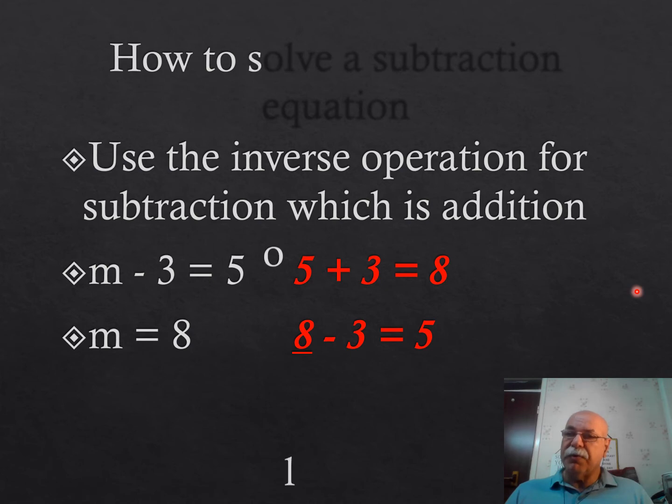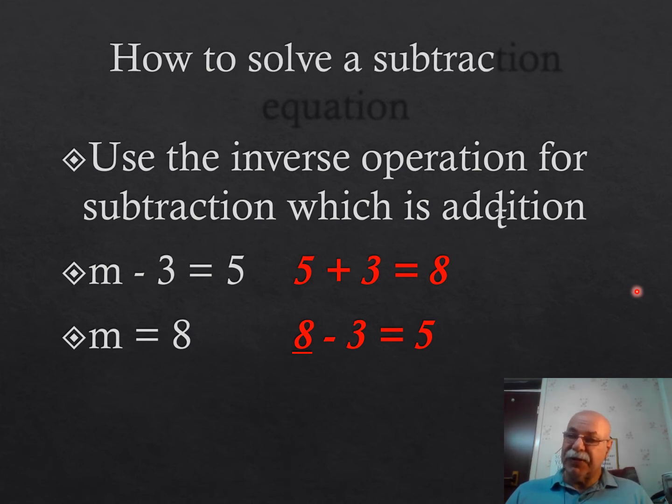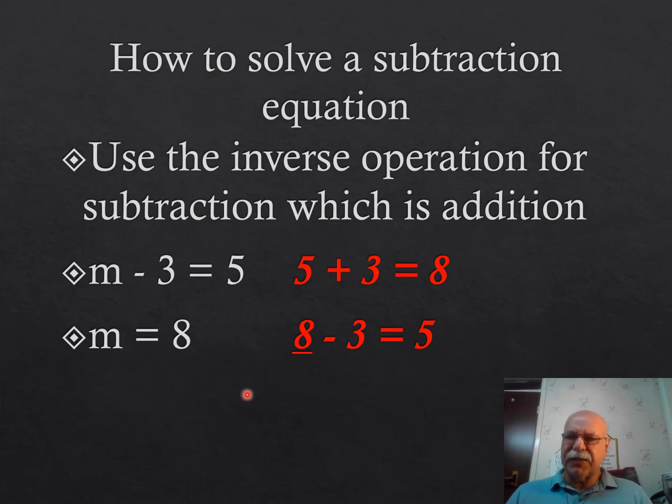So how will we solve the subtraction equation? It is the same process and the same method, in order to transfer to the other side by changing the sign: plus becomes minus, minus becomes plus. That's why m equals 5 plus 3 equals 8. Now 8 is the value of m. Here m equals 8, meaning 8 minus 3 is 5.